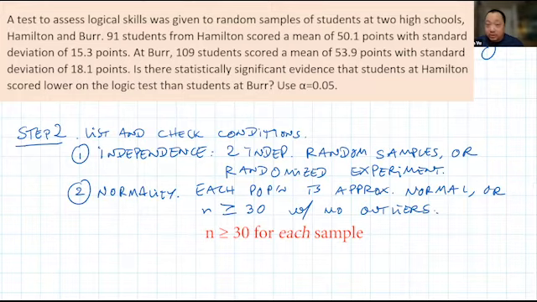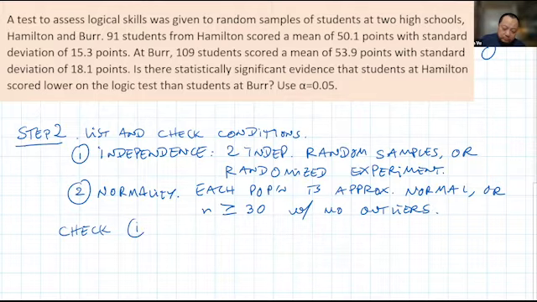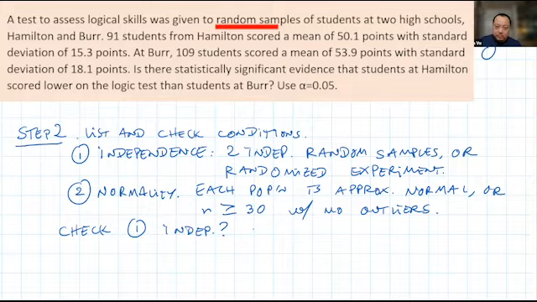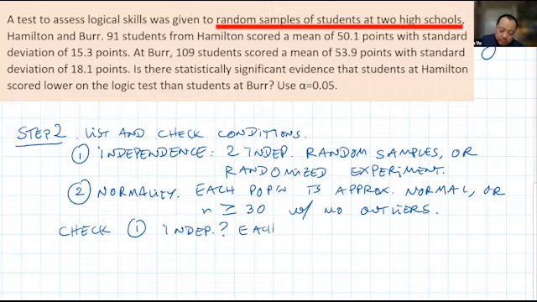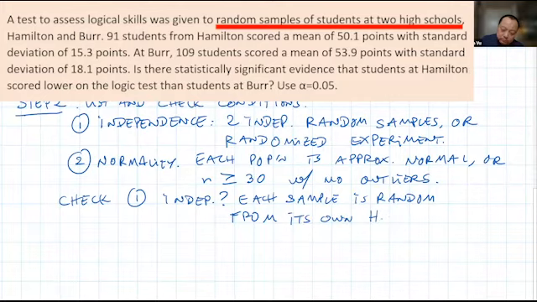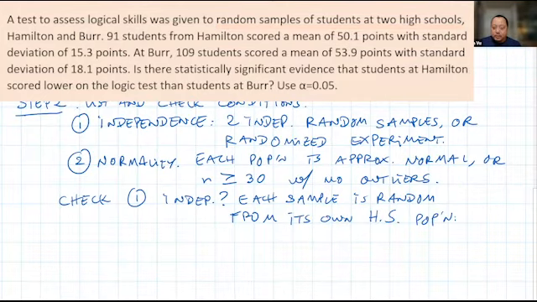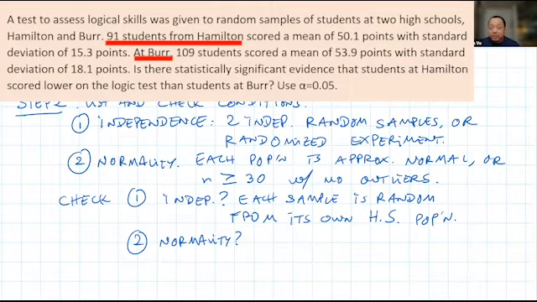So I've listed the conditions. Now I'm going to check them. Independence? Yes. Each sample is random from its own high school population. Number 2, normality. Yes, we have sample size both larger than 30, and no one said anything about outliers.